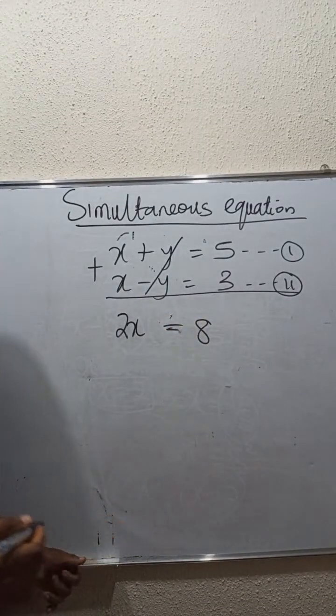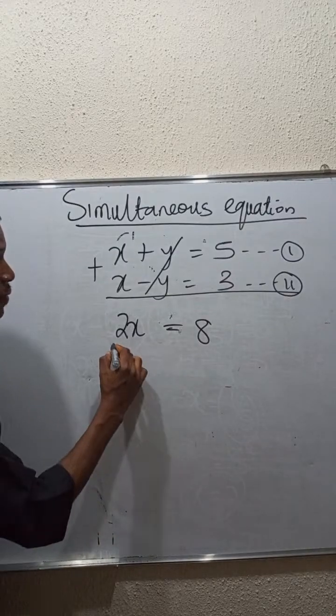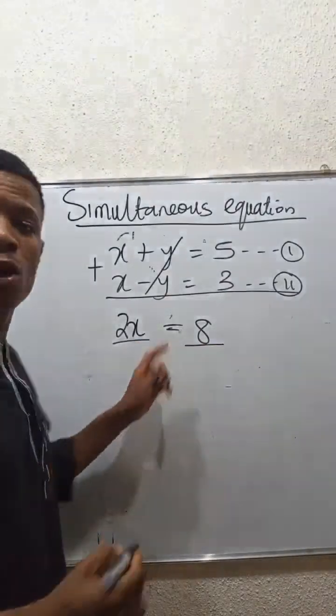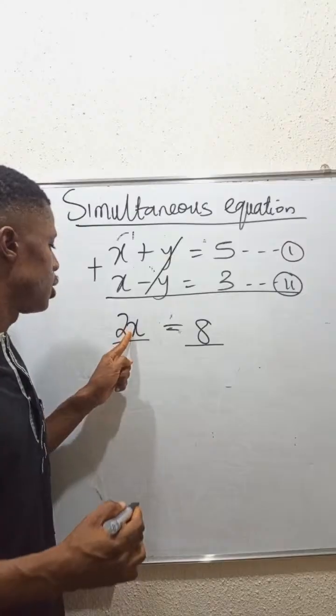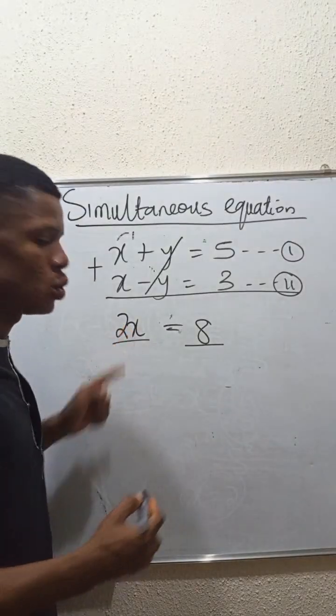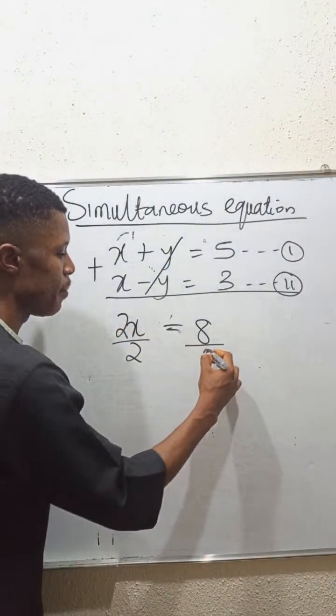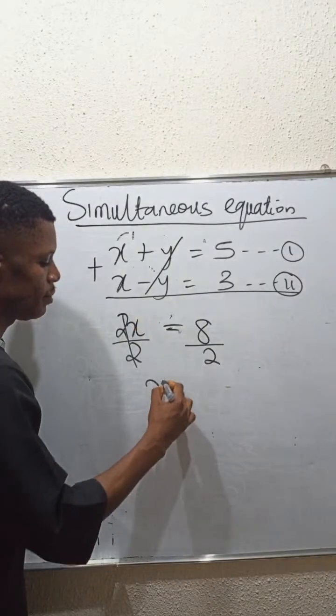For you to find x, you simply have to divide through by the coefficient of x. The coefficient of x is 2. So you divide each term by 2. So 8 divided by 2 is what?